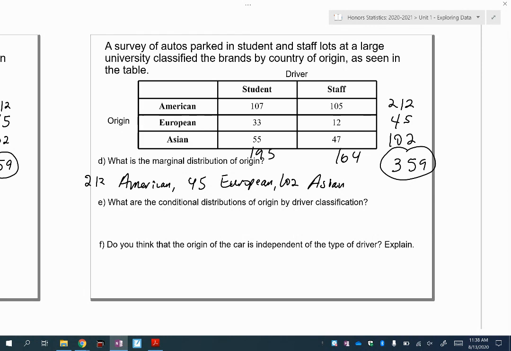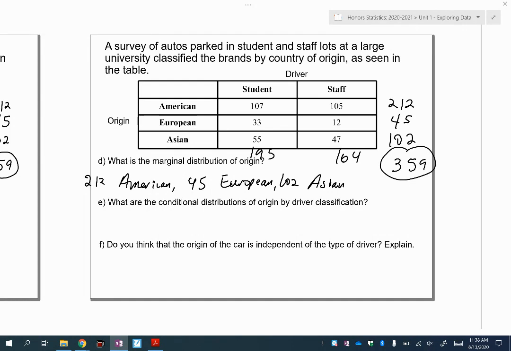Okay, now, what are the conditional distributions of origin by driver classification? I'm just going to say this one because it'd be too much to write in this little space, but if you want to write it down in your notes, you can. For American, we had 107 students driving American cars and 105 staff driving American cars. Then for European, we had 33 students driving European cars, 12 staff driving European cars, and finally, 55 students driving Asian cars and 47 staff driving Asian cars.